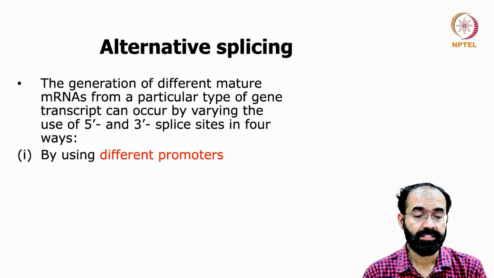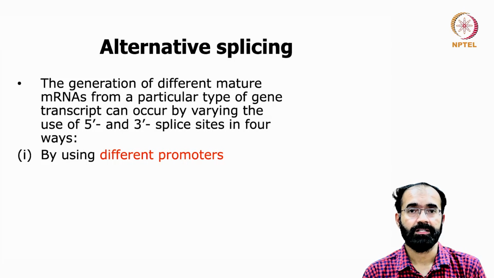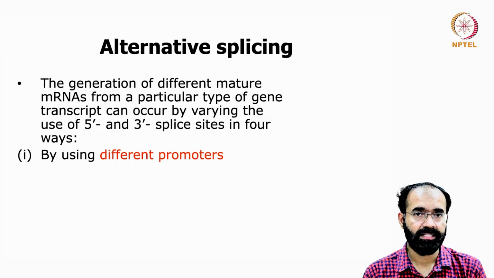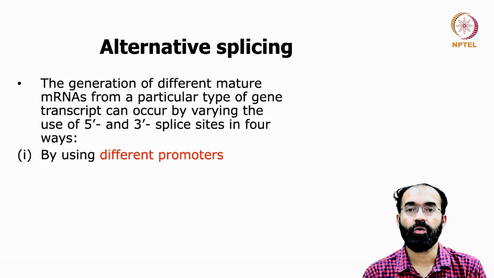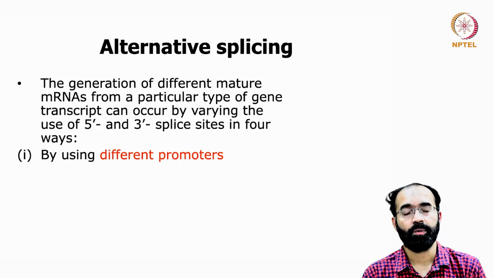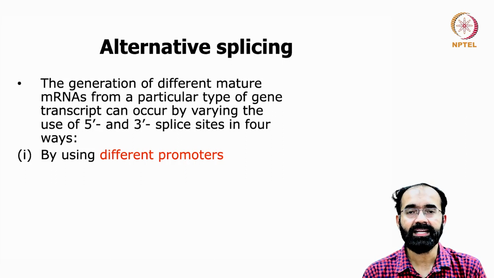One way is using different promoters. We know that promoters are regulatory elements which tell the transcriptional machinery, like polymerase and other factors, where the gene is situated and from where onwards the transcription should start. That is what the promoter or regulatory element is. Other than that, it means nothing. It is basically a guidance.